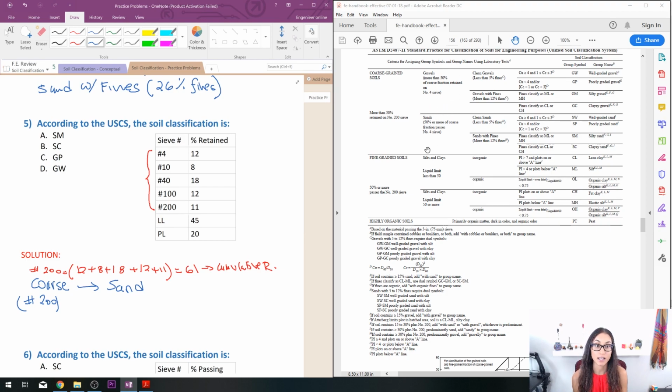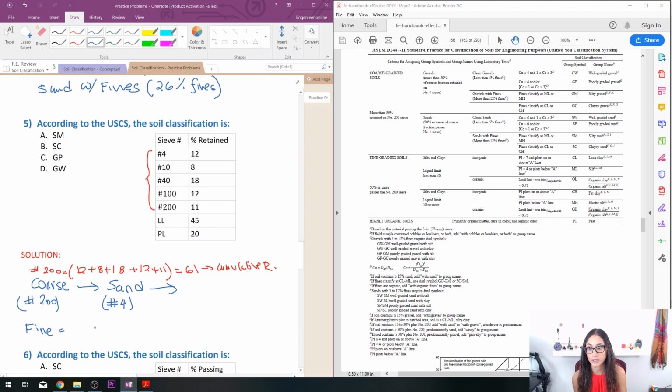So it's going to be classified as sand. Remember, to classify as sand, we use sieve number 4. Okay, the next thing we're going to do is find our fines. Again, our fine is the number that is percentage passing. So we're going to have to actually calculate it.